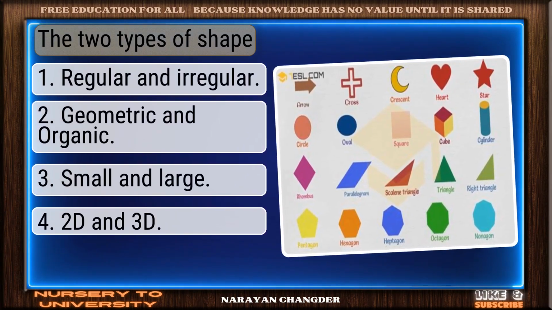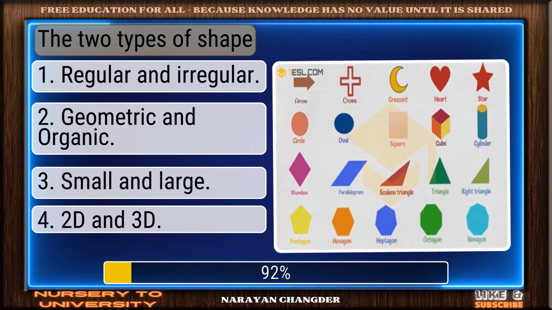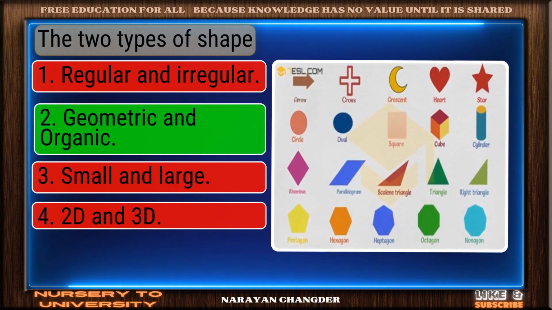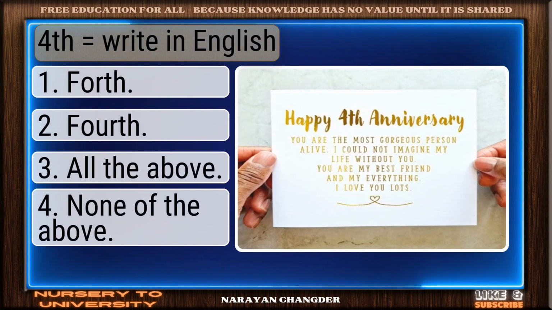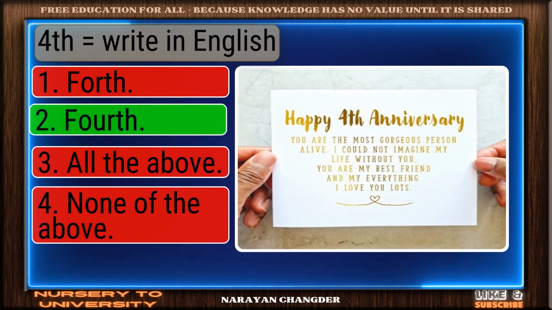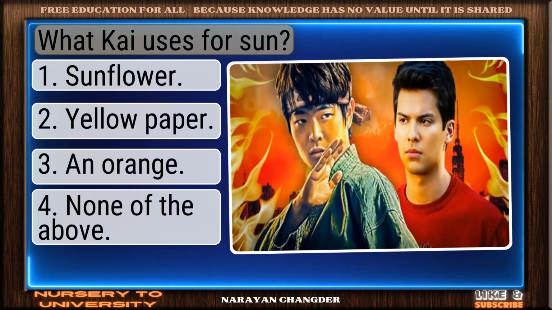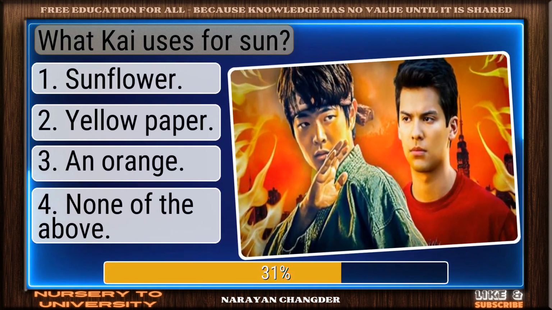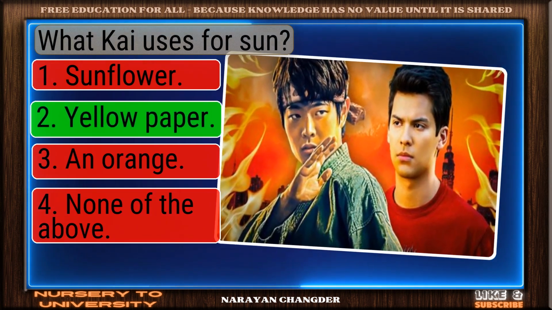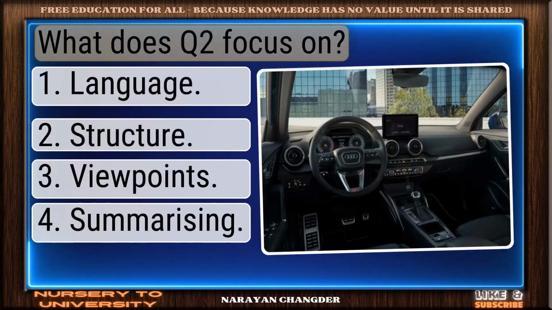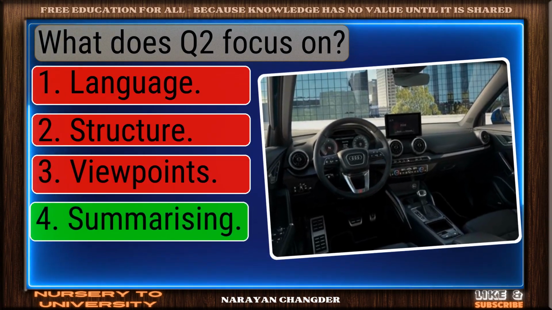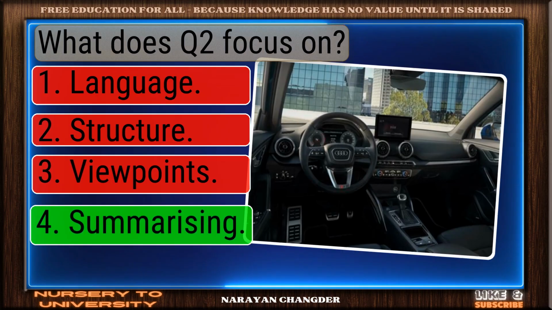The two types of shape. Nicely done. Geometric and organic is a solid answer. Fourth equal to right in English. Nice selection. Fourth is the correct and valid answer. What Kai uses for sun? You got it. Your choice, yellow paper, is right. What does Q2 focus on? Great job. Summarizing is the accurate answer.